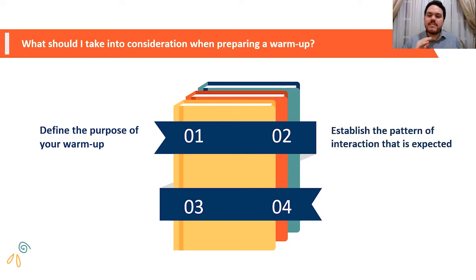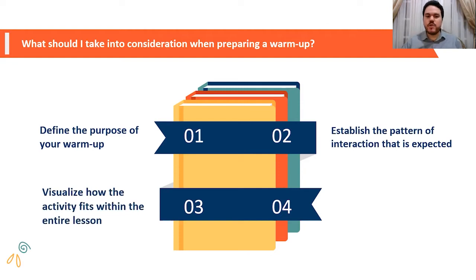Then we have to establish the pattern of interaction that we're expecting from our students. So do we want students to be talking only to us teachers, like one-to-one, and then us teachers talking to individual students? Do we want to get the ball rolling, but then sort of let students take over and do a little bit of interaction with one another? So we have to be very clear, especially in online classes, regarding how we want interaction to take place throughout the lesson.